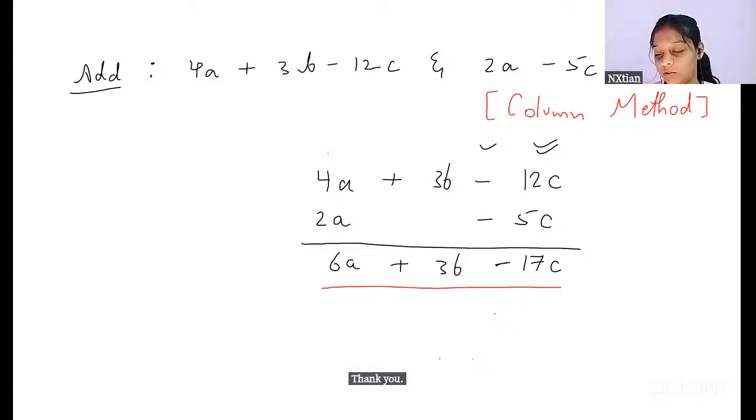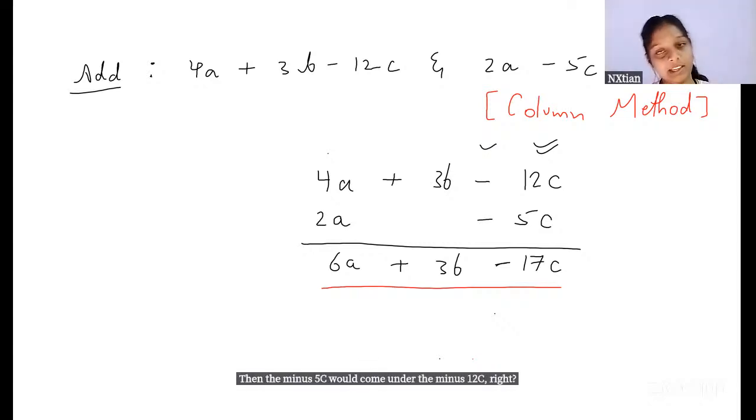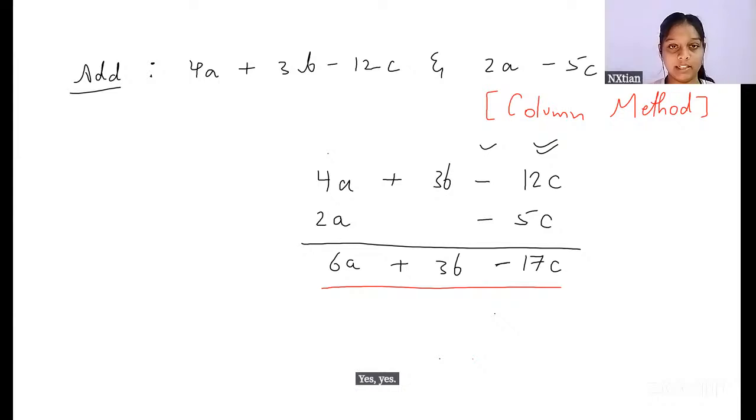Now, if it was one question, 4a minus 12c plus 3b, then the minus 5c would come below the minus 12c, right? Can you repeat it, Samir? If the order was 4a minus 12c plus 3b, then the minus 5c would come under the minus 12c, right? Yes, Samir, that's right.